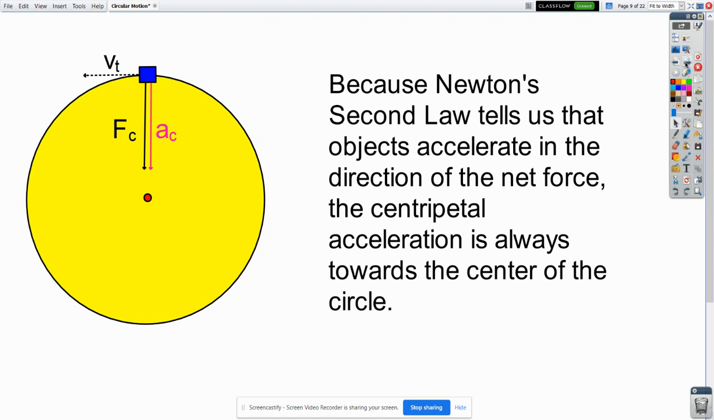Again, Newton's second law tells us that the object accelerates in the direction of the net force. So if you were asked to draw the centripetal acceleration into the illustration, it's going to point in the same direction as the centripetal force. Centripetal force always points towards the center of the circle. That means the centripetal acceleration always points to the center of the circle. So in this position at the top, my object is being accelerated downward towards the center of the circle.